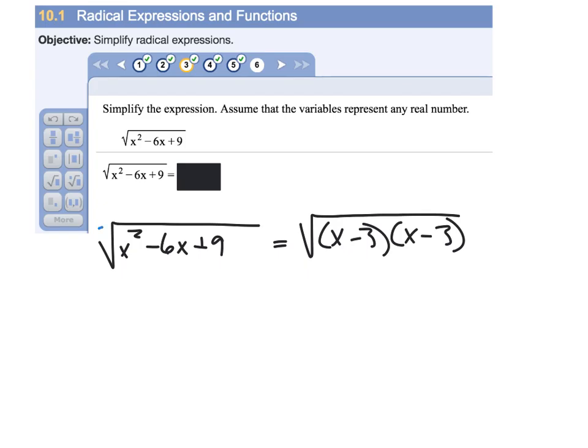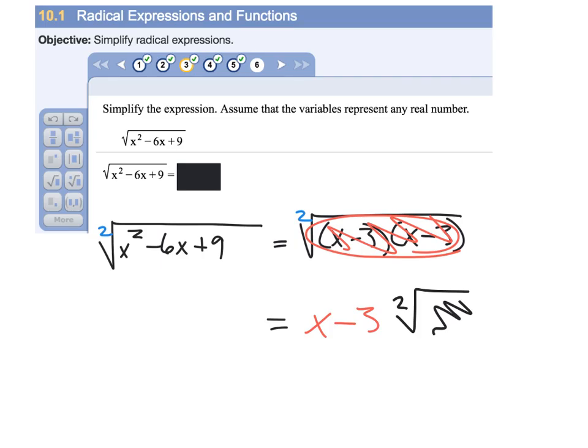Now remember, there's a 2 here. And this means whenever you have 2 of something, you can circle them, cross them off, and write 1 of them outside of the root symbol. So what do we have left inside the root symbol? We have nothing. It's blank. So that means this can go away, and our answer is x minus 3.